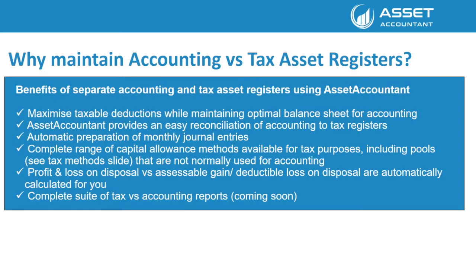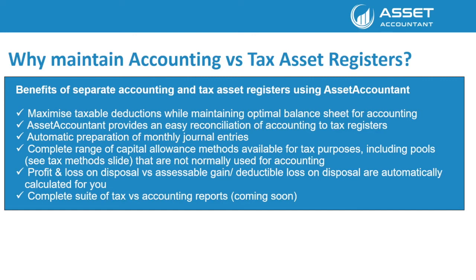So why maintain an accounting versus tax fixed asset register? There's significant benefits to the business in maintaining these separately using Asset Accountant. Firstly, we can maximize our taxable deductions while maintaining an optimal balance sheet for accounting. This gives us a much better ability to take this forward to banks, financiers, and other lenders to be able to borrow against our balance sheet.